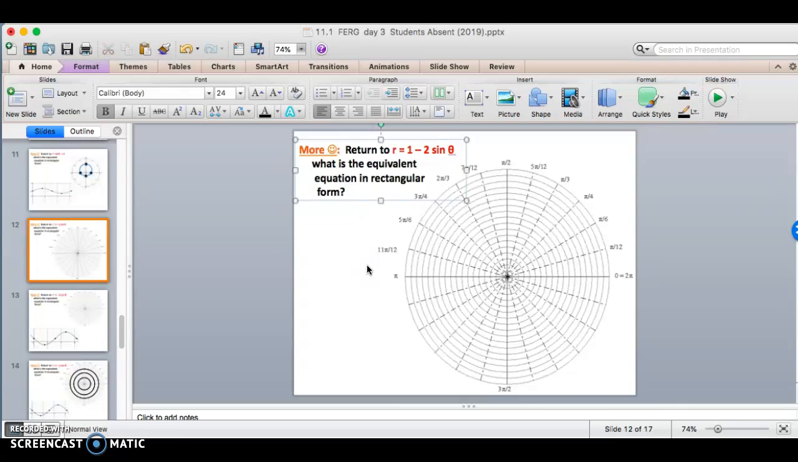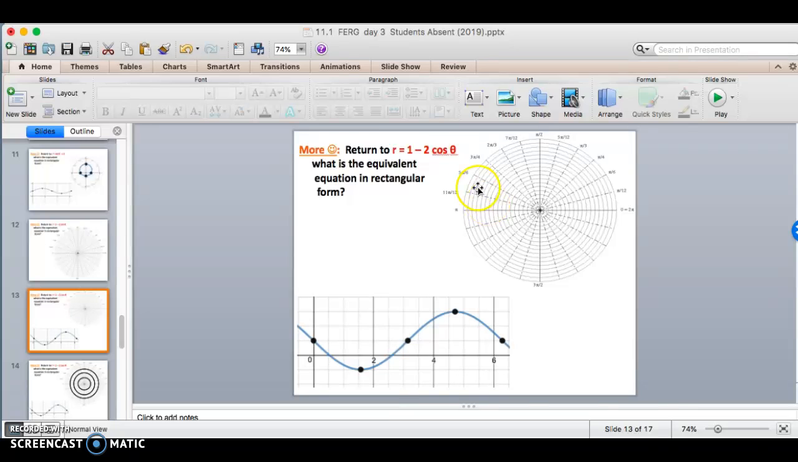So in rectangular form, you're graphing y equals 1 minus 2 sine x, which then looks like this. So let me change this as well, sine x, right? So the idea is the same. It doesn't matter if we do cosine or sine. In fact, you should try then 1 minus 2 cosine theta. But I've gone ahead and graphed it in rectangular form from 0 to 2 pi.